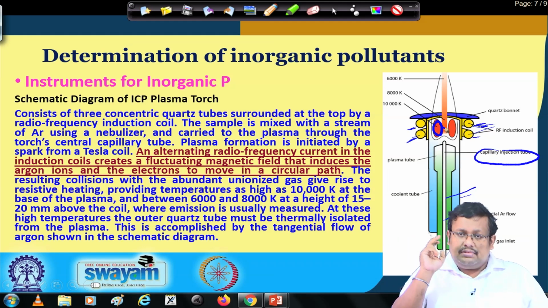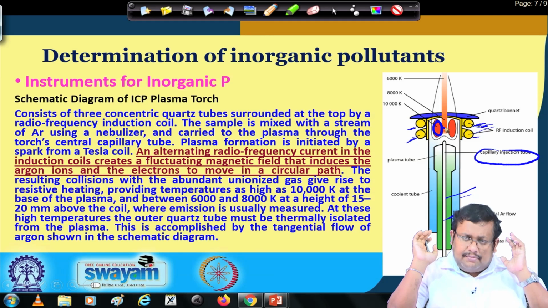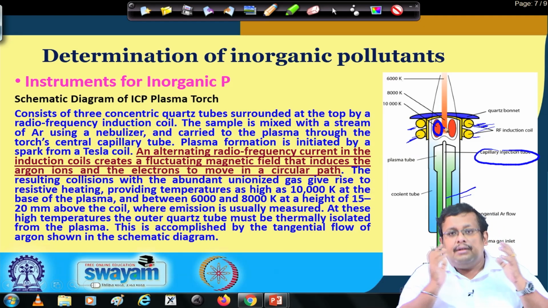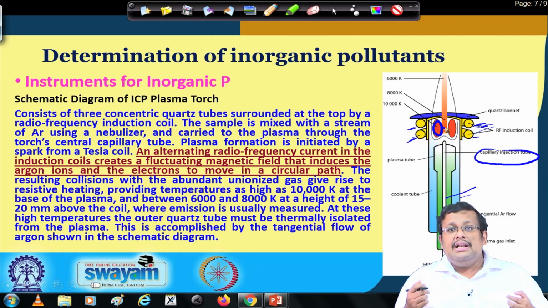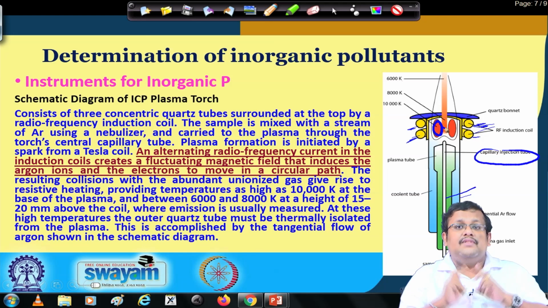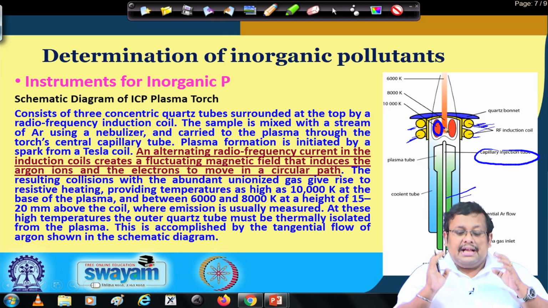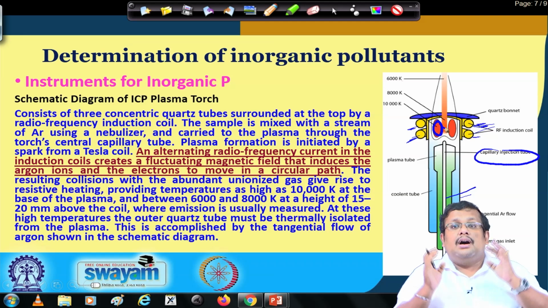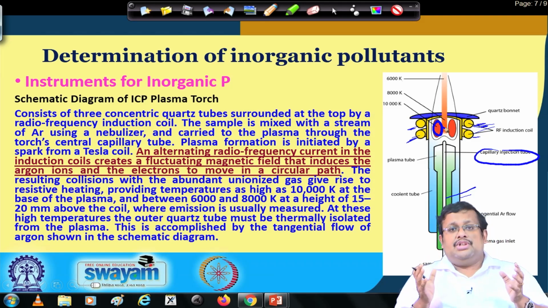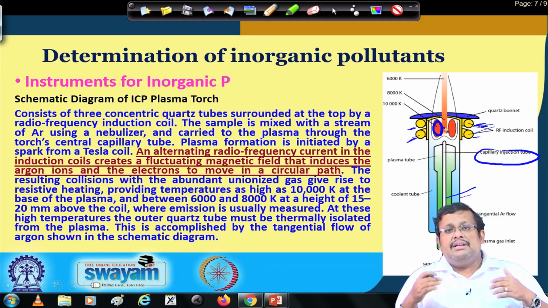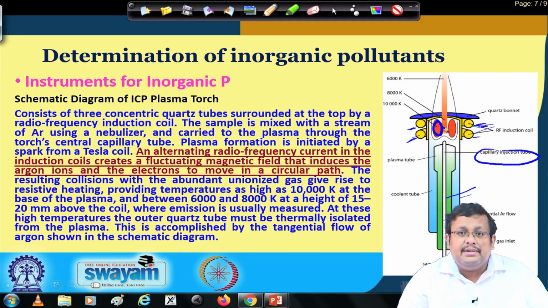So, the argon is introduced to create the plasma. The plasma is created by igniting it with the Tesla coil and creating a circular flow of the argon by inducing a radio frequency current in the radio frequency coil, and there is resistive collision with the unionized gas, creating a high temperature. This plasma and high temperature help in the complete evaporation and complete dissociation of the elements present in the aerosol.